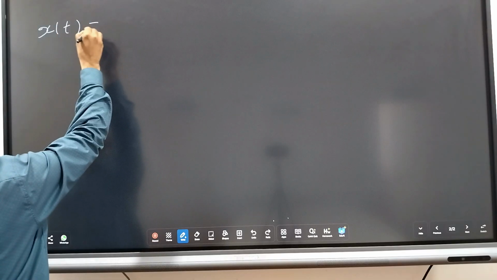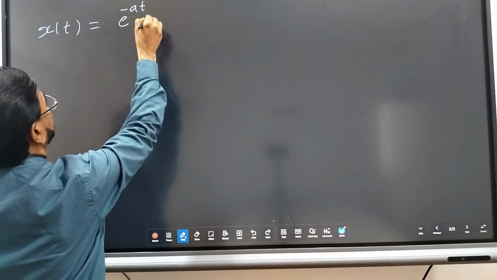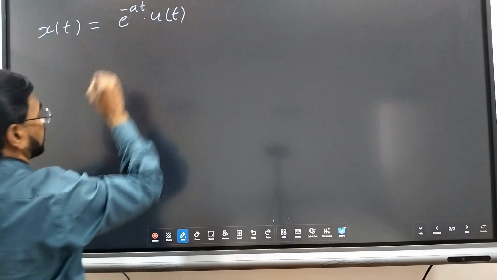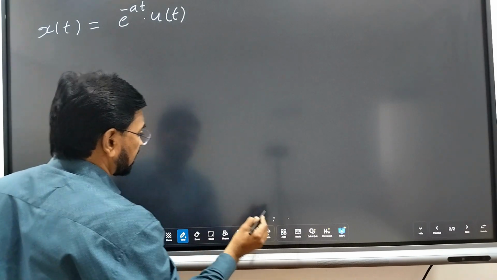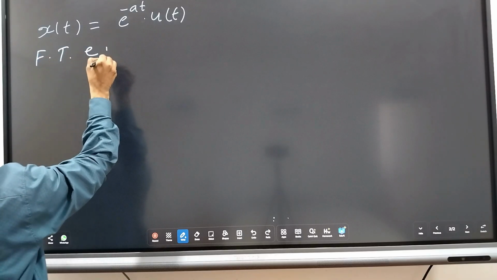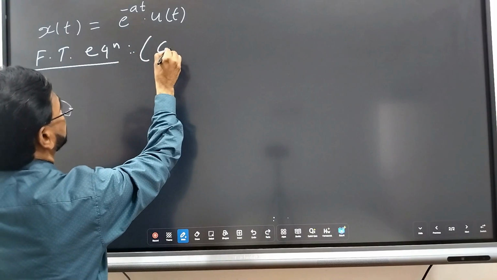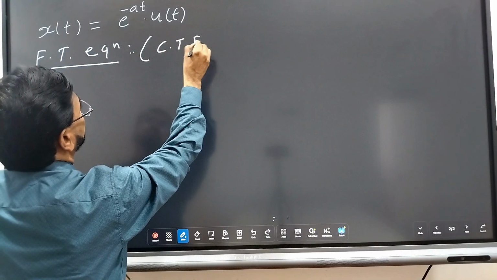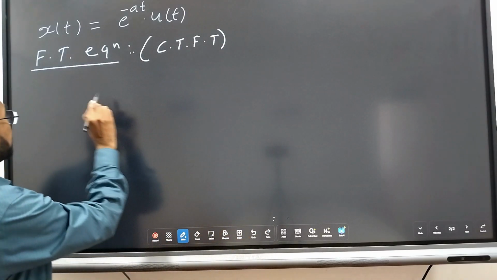So we have x of t is equal to e raised to minus at u of t, and we have the Fourier transform equation. Okay, and what is this Fourier transform? This is called the continuous time Fourier transform, where we use integration.